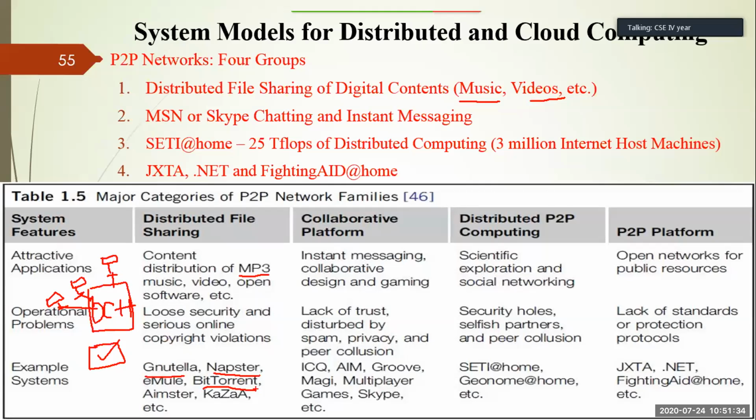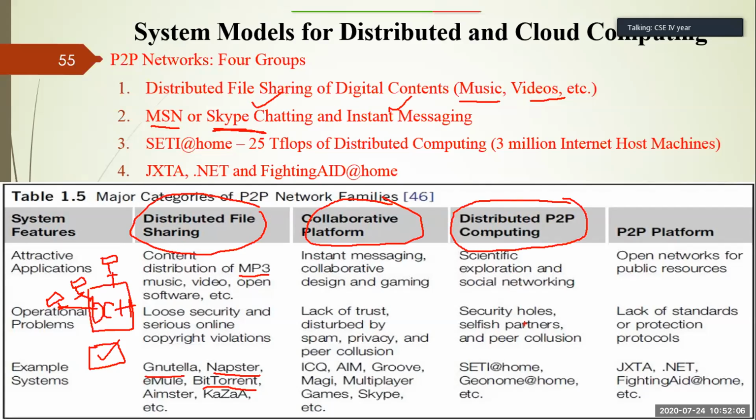But at a later point of time, people wanted to do MSN, just like Skype chatting. Now Zoom is there, right? Many online platforms are there which are not provided by the distributed file sharing mechanism; that is provided by a collaborative platform. If you use a collaborative platform, you can use Skype, or any instant messaging from one computer system to another computer system. So Skype is an example of the second system. In order to improve the collaborative platform, we are using distributed P2P computing.